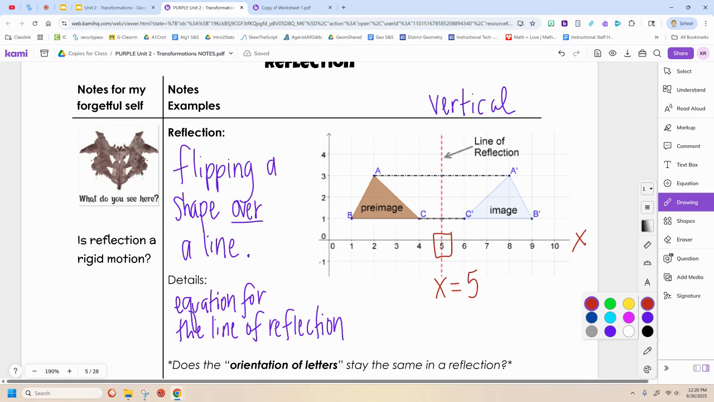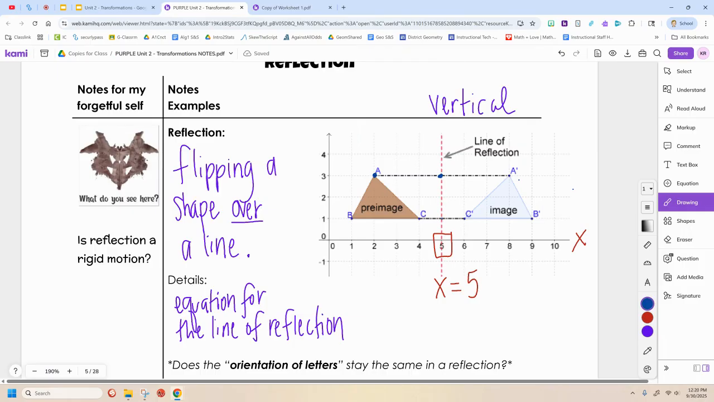Really quick, before we go too much farther, let's look at what the points are doing. Let's look at point A. Point A is right here, and how far away from the line of reflection is it? 3 units. And then it's 3 units on the other side, right? So the distance from A to the line is the same as from the line to the other side. Now C is closest to the line, right? So it goes only 1 unit and 1 unit on the other side.